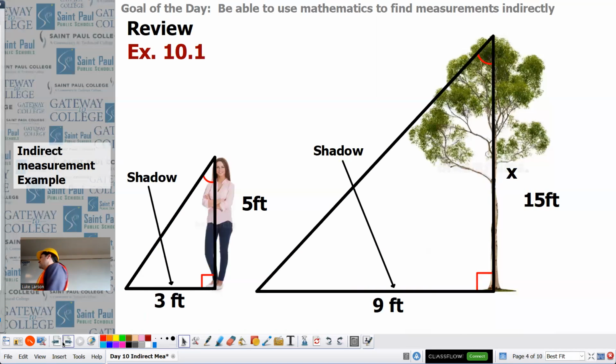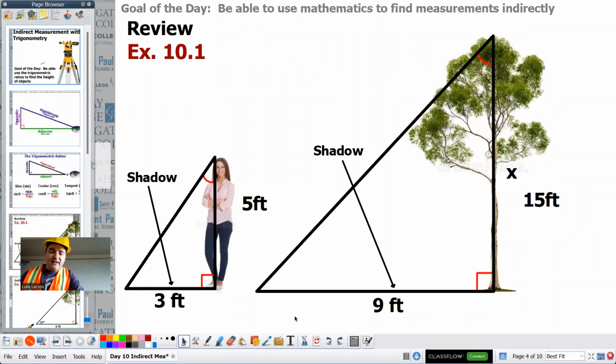We did problems like this close to the beginning of the quarter, where we were able to use indirect measurement to find the height of an object, but we had this other triangle involved. You knew this person's height, you could measure the shadow, and you could find the height of this tree.